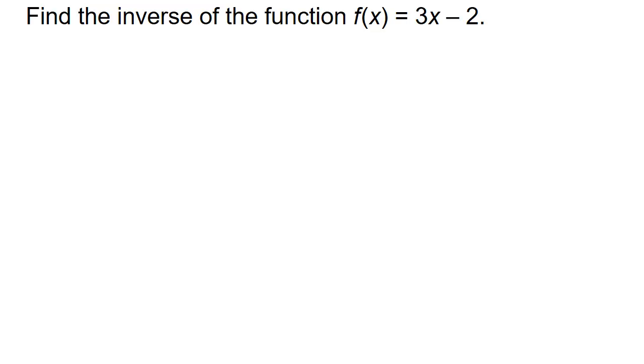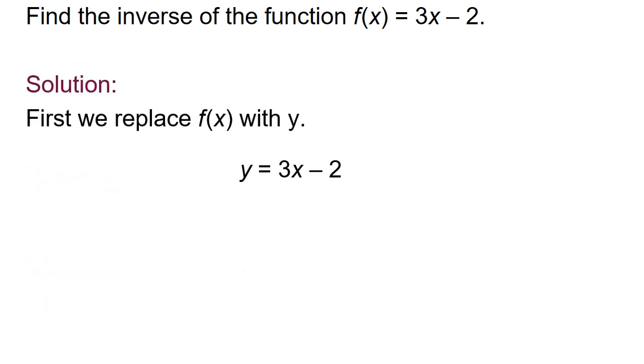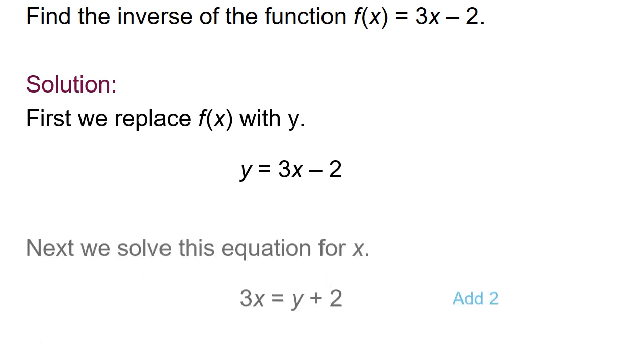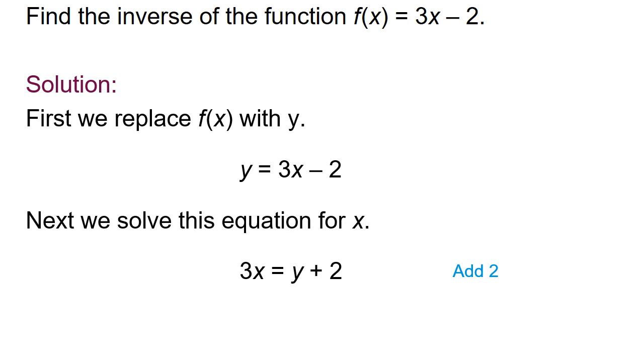Example. Find the inverse of the function f of x equals 3x minus 2. To start out, we replace f of x with y, and we write y equals 3x minus 2. Then we want to solve the equation for x. The first step is to swap sides and to add 2 to both sides, and we get 3x equals y plus 2.